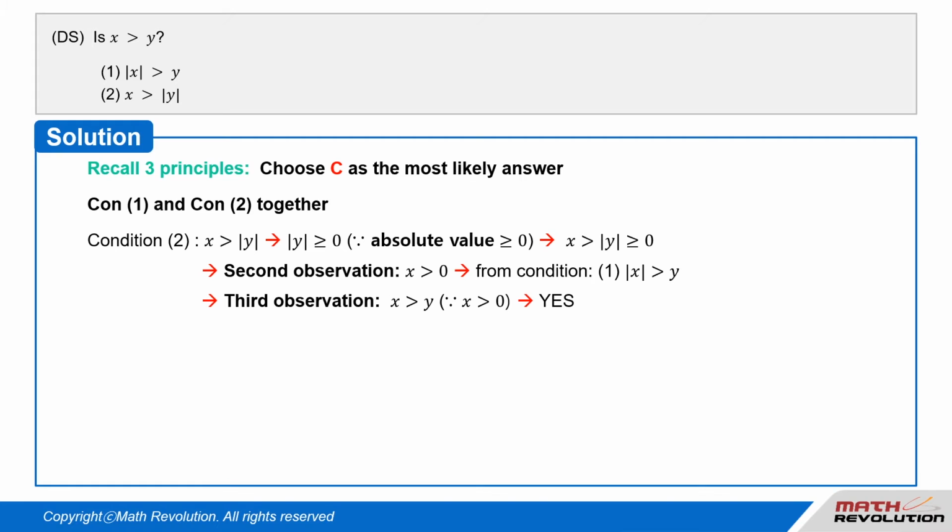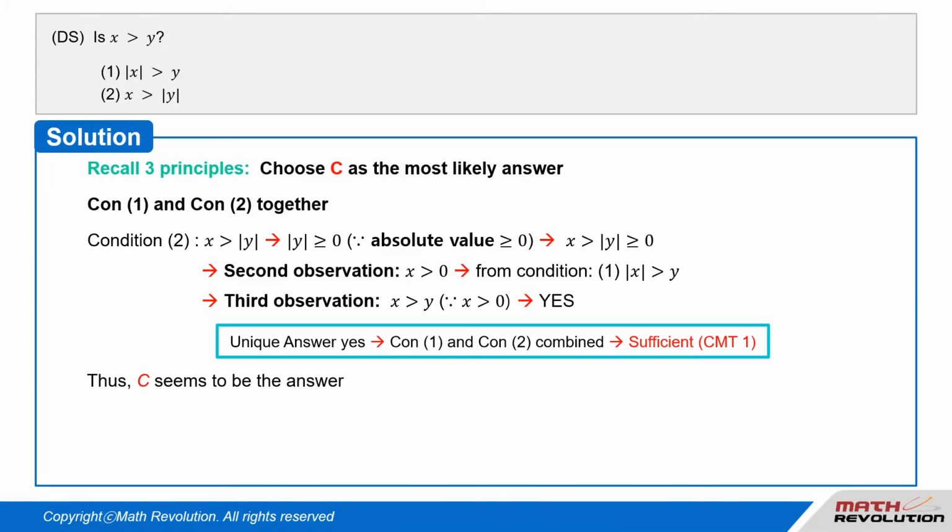we get x is greater than y and yes as the answer since x is greater than 0 by using the third observation. The answer is unique, yes, so both conditions combined are sufficient by the common mistake type 1, which means that the answer must be in terms of a unique yes or no. Thus, C seems to be the answer.